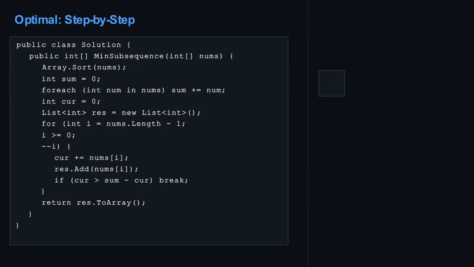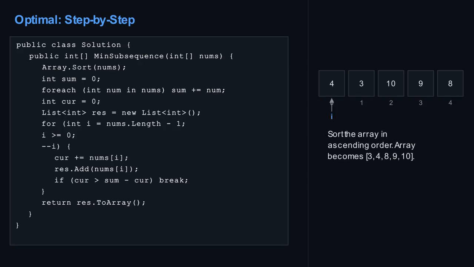Let's trace this with the example, numbers 4, 3, 10, 9, 8. First, we sort it: 3, 4, 8, 9, 10. The total sum is 34. We initialize our current sum to 0 and an empty result list. We start with the largest element, 10. Add 10 to current sum, so it's 10. Add 10 to result. Is 10 greater than 34 minus 10, which is 24?